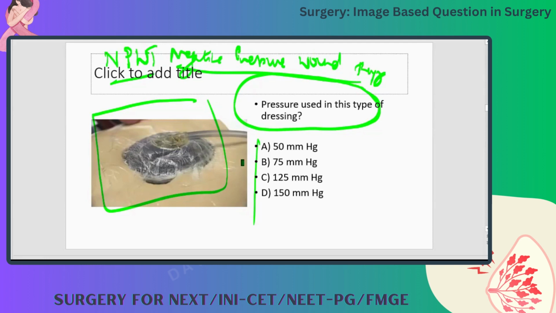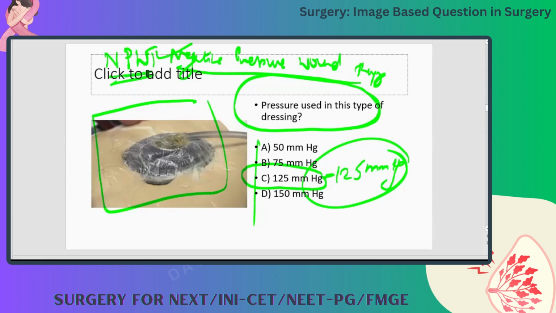The pressure here is 125 millimeter of mercury, negative, that is, it will be sucking with that much negative pressure. Just remember our BP is 120, this is also about 120. This is a very important question, asked 2 times, last year and once before last year. So the dressing is known as negative pressure wound therapy, NPWT, and the pressure is minus 125, so about 120.